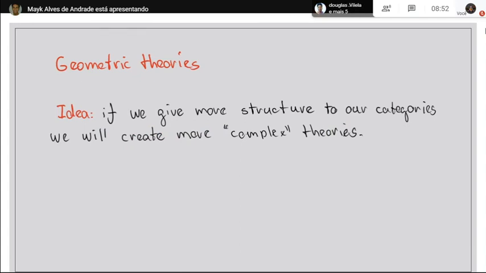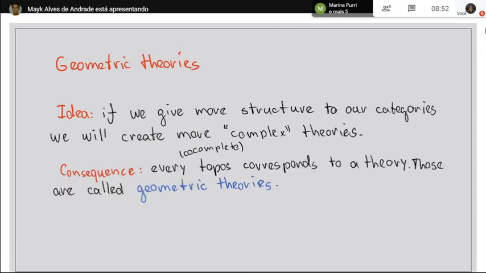We can generalize the idea and ask, if we give more structure to our categories, will we create more complex theories? The answer is yes. It can be shown that every Grothendieck topos is co-complete. Every co-complete topos corresponds to a theory. Those theories are called geometric theories.